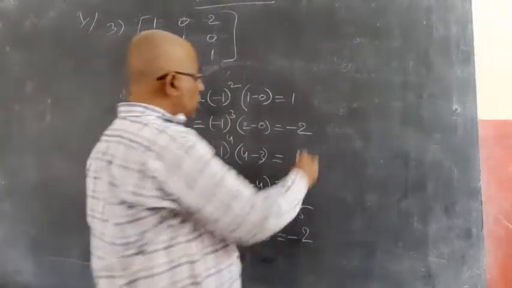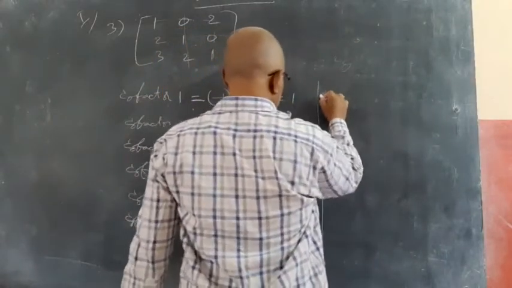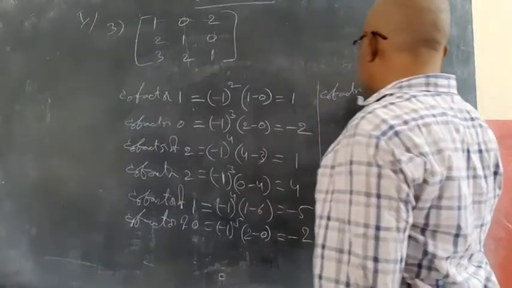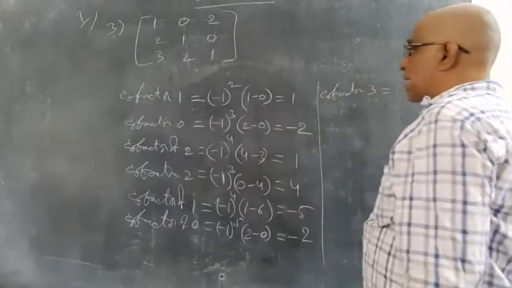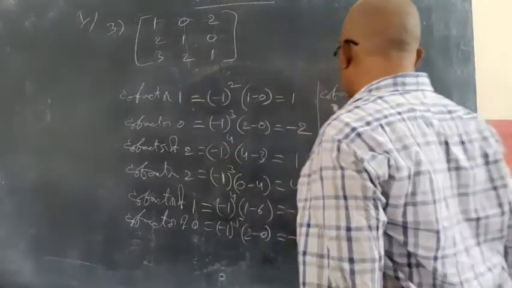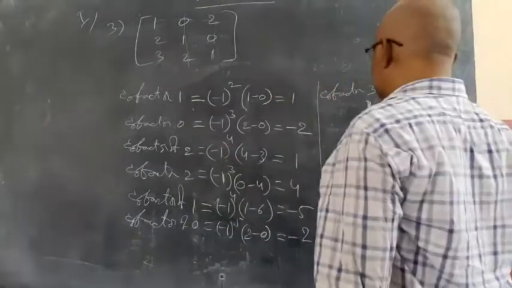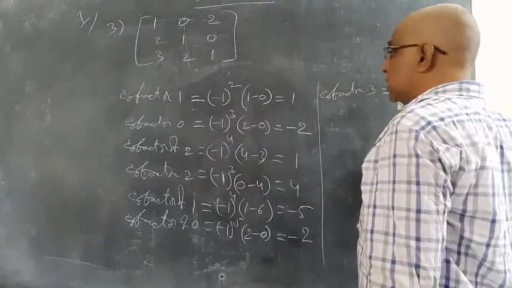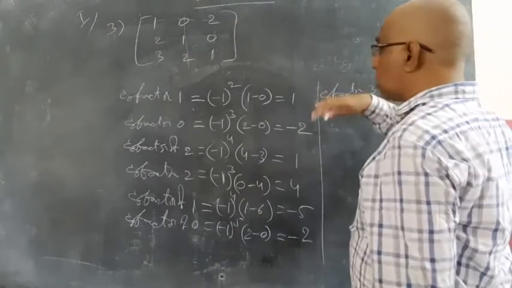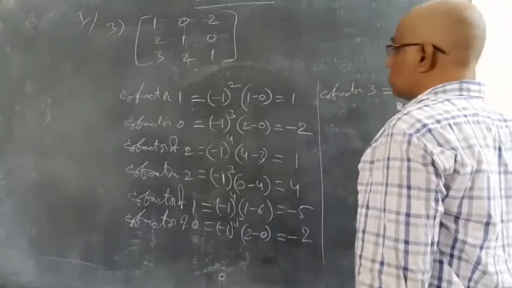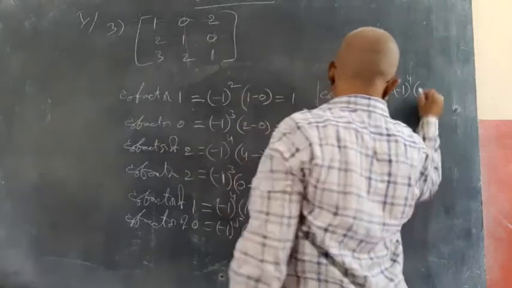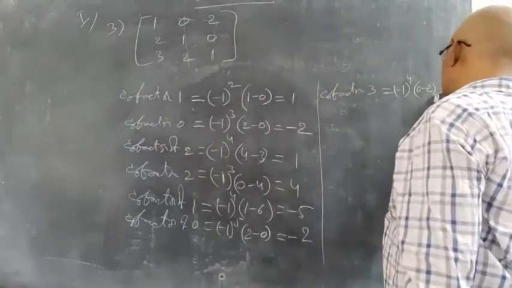So I'll write here. Cofactor of 3 equal to, what do I get? Cofactor of 3 equal to minus 1 whole power third row, first column, whole power 4, into closing this row, this column. Left out is 0 minus 2. So becomes minus 2 only.